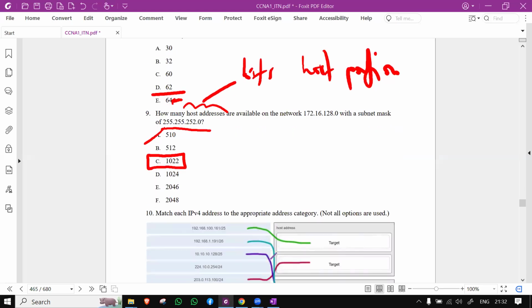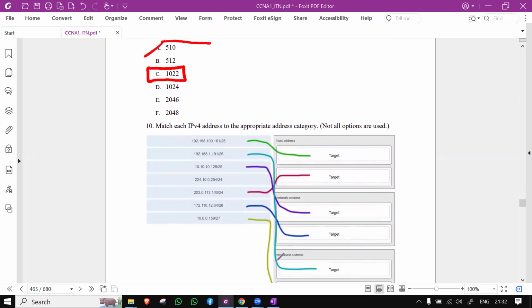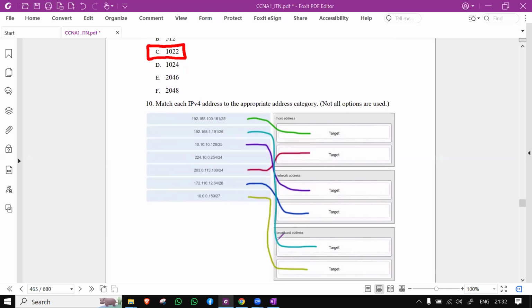All right, we move on. Number 10. Match the IP address to the appropriate category. How do you identify host addresses, or how do you differentiate them from network addresses? Very easy. If I look at this, it's a host address. How? You look at the subnet mask, the prefix length.